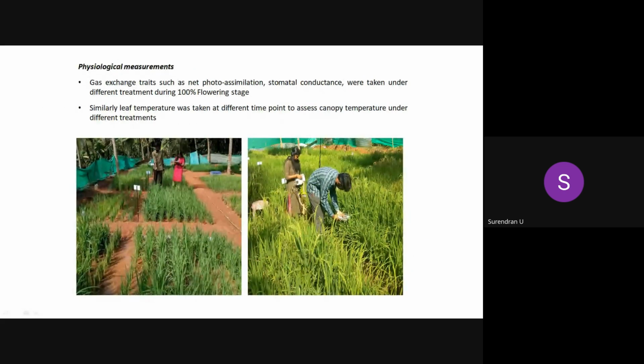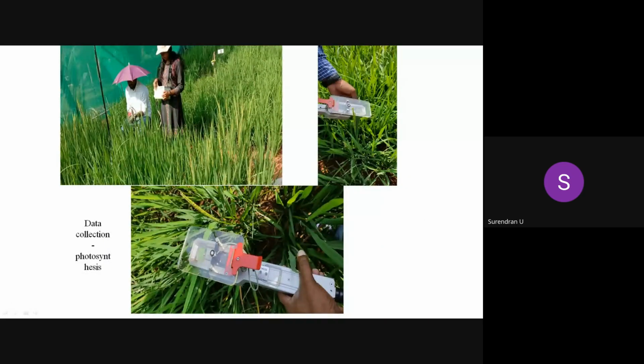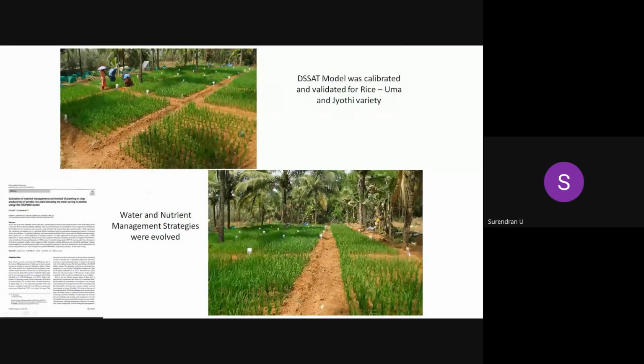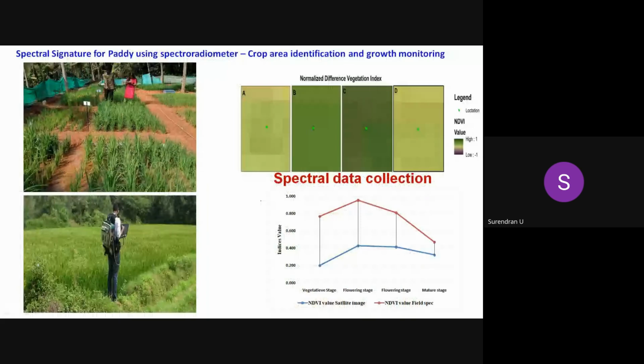So this is one of the upland cultivations where we have gone for the aerobic rice. Including photosynthesis, all those parameters have been collected, and this is also a published paper. With these experiments, we have calibrated for rice, popular varieties in Kerala, Uma and Jyothi. Similarly, with respect to Tamil Nadu, some 4 varieties we have calibrated.